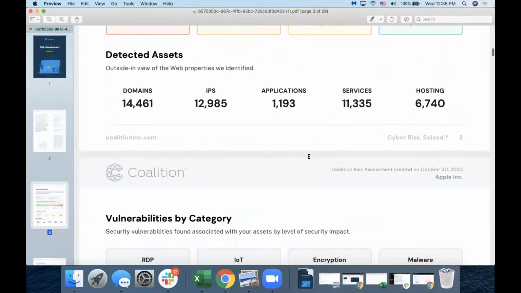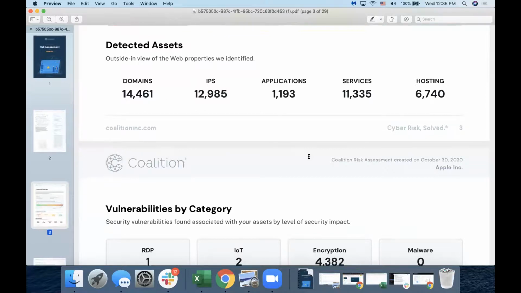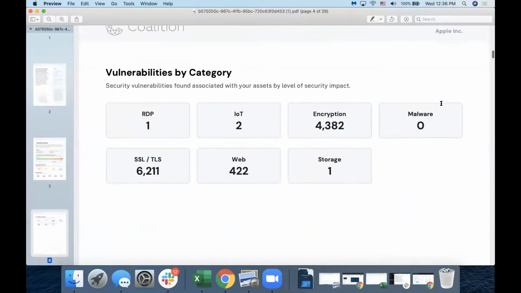The detected assets, here are things where it just gives you a demonstration of what is visible on the internet, right? So if I have a home that is 2,000 square feet, and a burglar comes into my home, that burglar has to cover 2,000 square feet in order to truly capture all of the known valuables within that home. Similarly, the detected assets are what an adversary sees that is publicly visible. And we categorize this by domain, by the number of IPs, the number of application services, and the number of efforts being hosted, okay? Vulnerabilities by category.